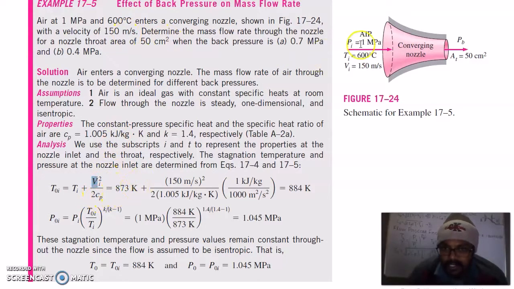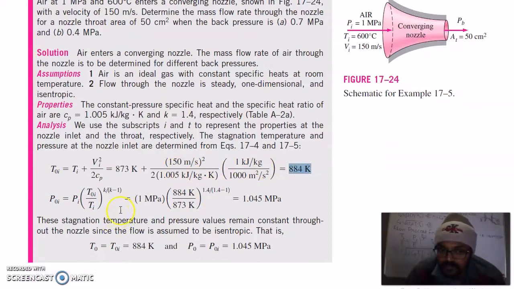So T initial, or T inlet, is 600 degrees Celsius converted to Kelvin, which is 873 Kelvin. So T stagnation is equal to 884 Kelvin. And P stagnation is equal to T stagnation divided by T at inlet, times P at inlet. So this will lead you to P stagnation equal to 1.045 megapascal.